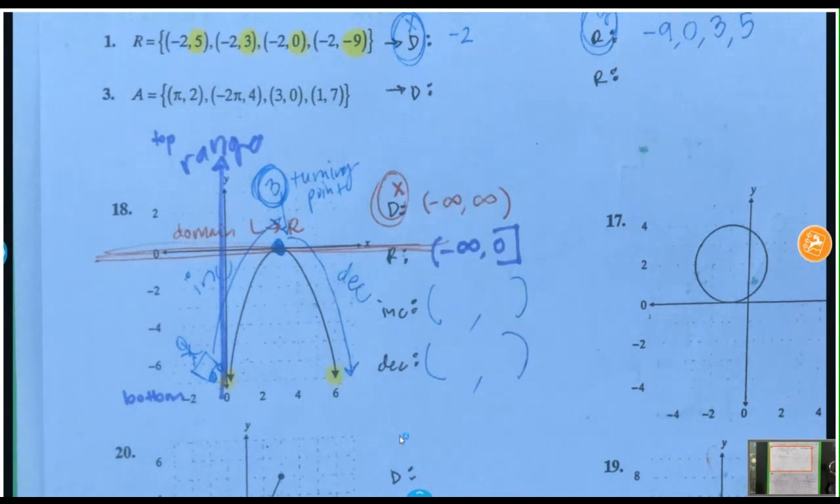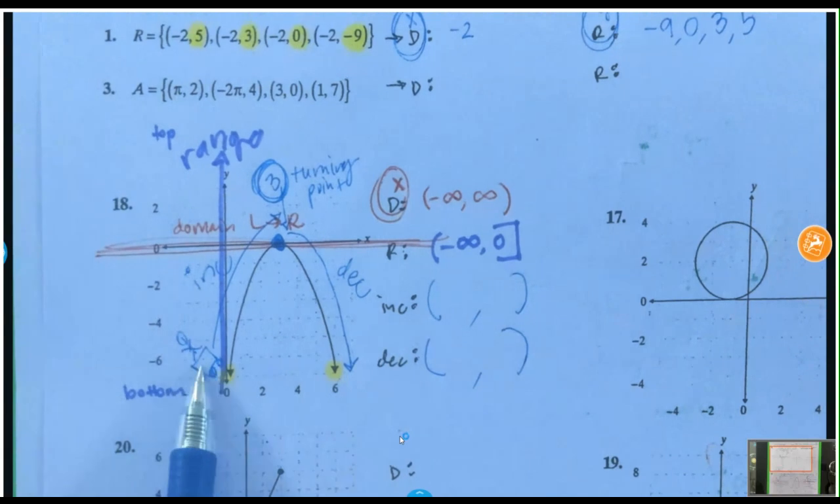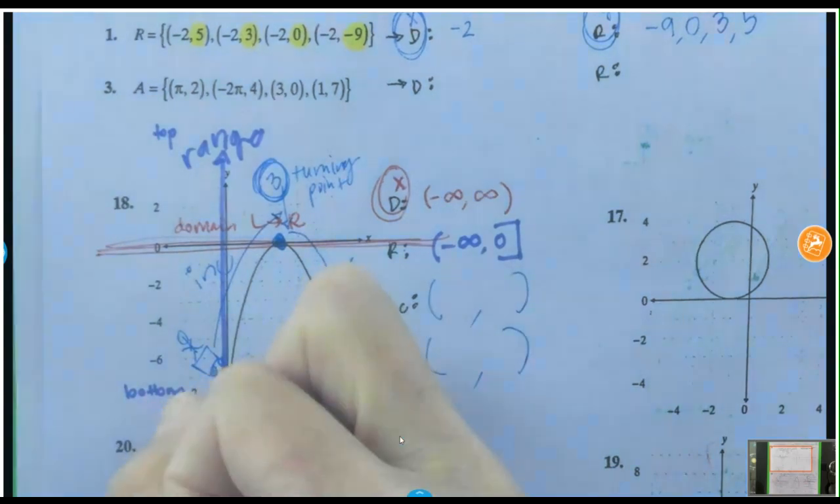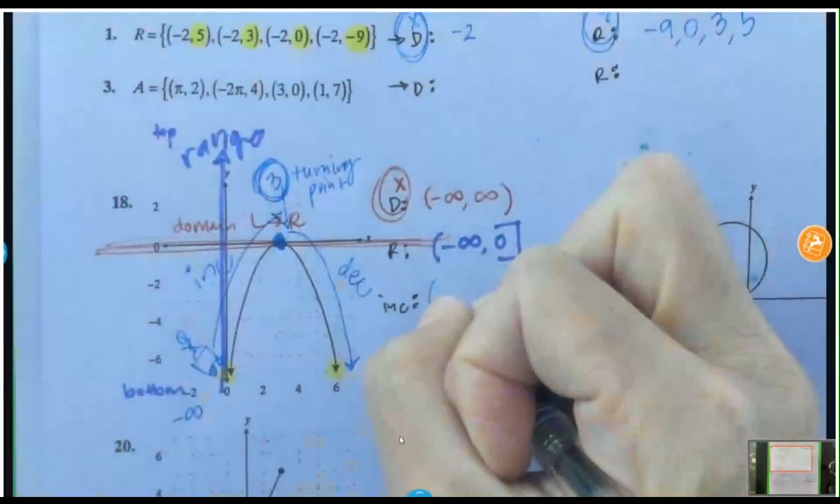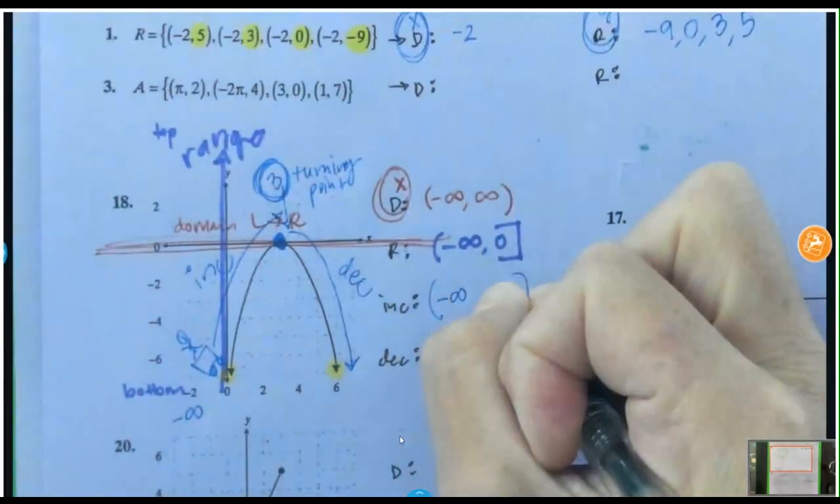All right, now we start at the left. And what is the mathematical number for the left? Negative infinity. That is correct. So from negative infinity to 3, we are increasing. So for increasing, put negative infinity to 3.